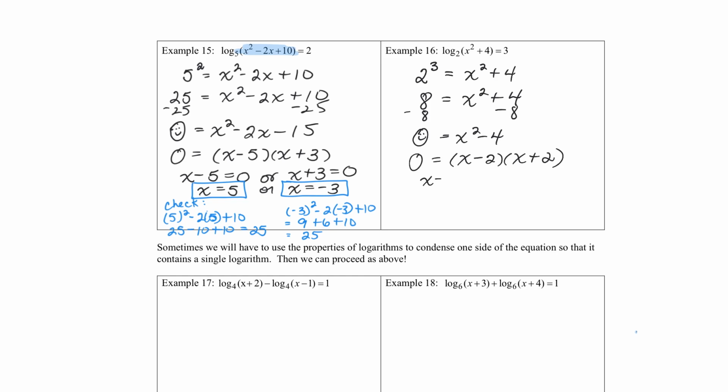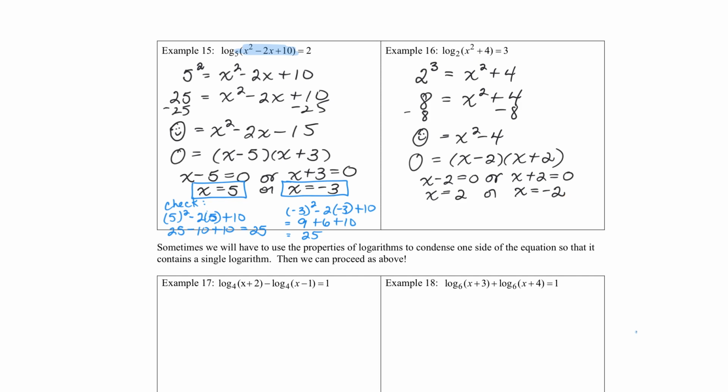And then I get that either x minus 2 equals 0 or x plus 2 equals 0, x equals 2, or x equals -2. Again, I must check both of these proposed solutions in the original logarithmic equation, right? I got to check to see, if I think of this as being log to the base 2 of x squared plus 4 as a function, are 2 and -2 in the domain, right?